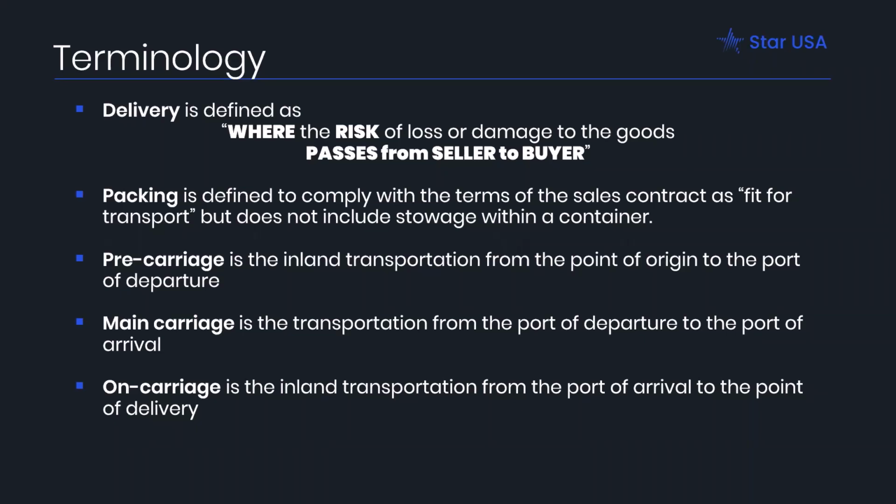And then the pre-carriage, main carriage, and on-carriage are effectively the three phases of transportation. Pre-carriage is from the inland point of origin to the port of departure from the departing country or region. Main carriage is from that port of departure to the port of arrival, so ocean vessel transportation or air freight transportation from port to port. And then on-carriage is the inland transportation from the port of arrival to the final point of destination. Hopefully that is very, very clear. Understanding these five definitions is critical to applying the Incoterms in your business.